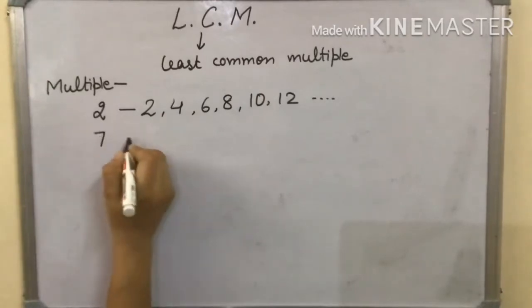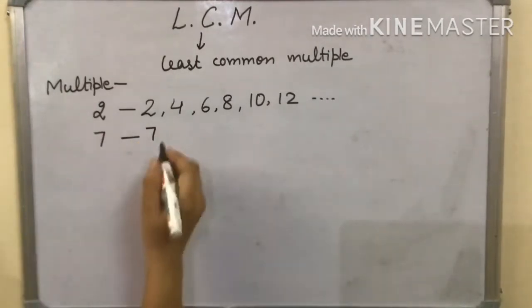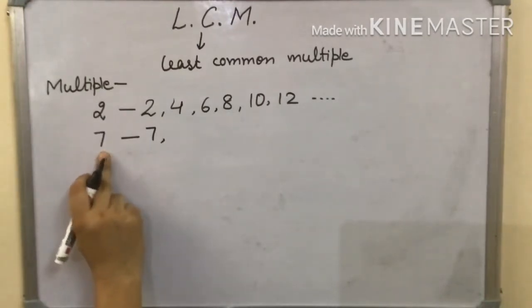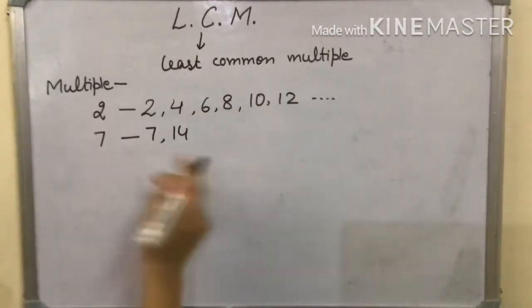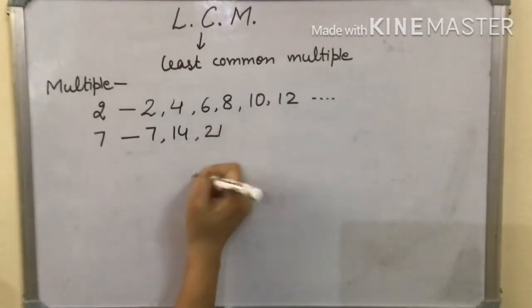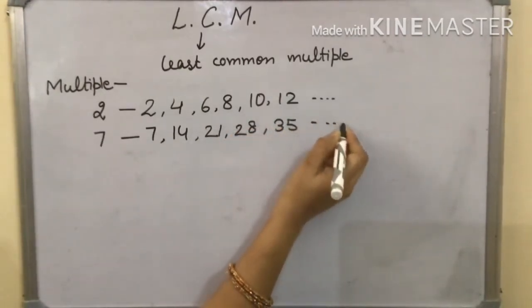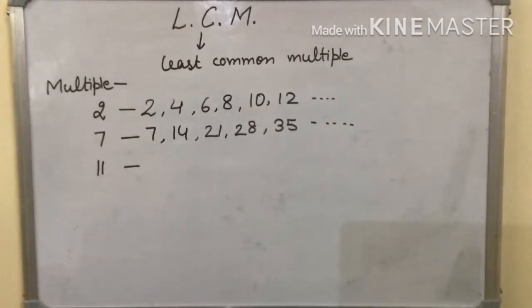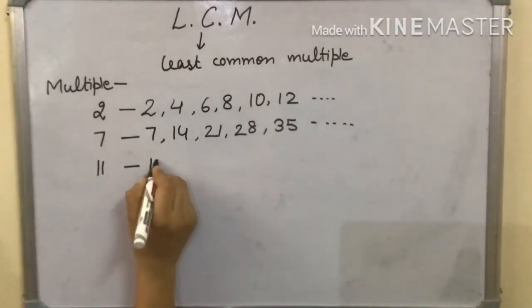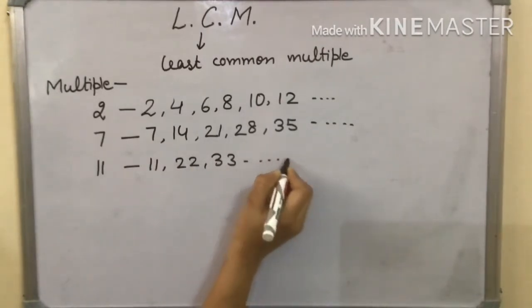इसी तरीके से we can find multiple of 7. 7 के multiple होंगे, if we multiply it by 1 then we get 7 as the multiple. If we multiply it by 2, 2 से multiply करते हैं, then we get 14 as the multiple of 7. 3 से multiply करेंगे, then we get 21 and like this all these will be the multiples of 7. इसी तरह से हम किसी के भी multiples निकाल सकते हैं. Now multiple of 11 will be 11, 22, 33 and so on.